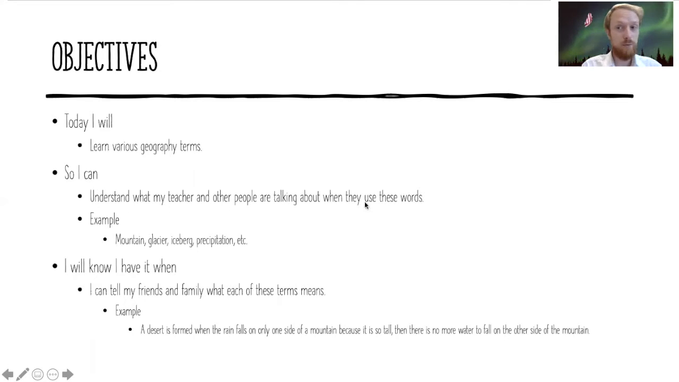so I can understand what my teacher and other people are talking about when they use these words, right? So if we say plains or if we say plateau or something like that, and then now you'll know what they mean. So for example, mountain, glacier, iceberg, precipitation, some words we're going to learn today.